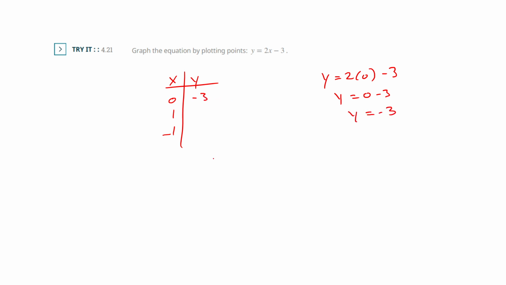Okay, so there's his partner. That's 1 point. We need 2 more. So y is 2 times 1 minus 3. So I get -1. Okay, there's another partnership. Let's do one more.